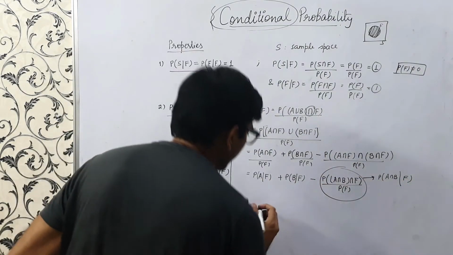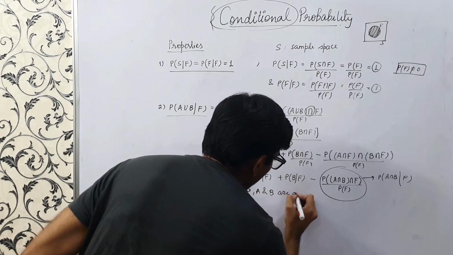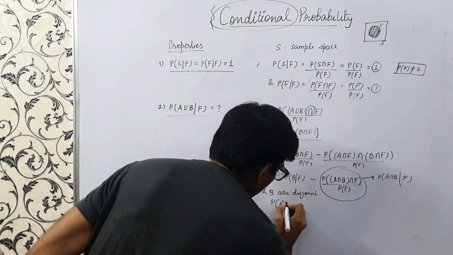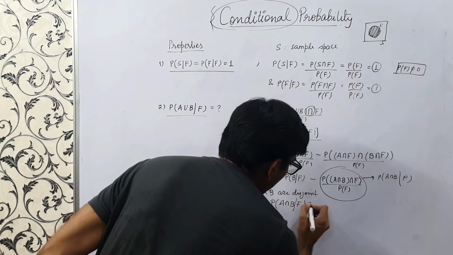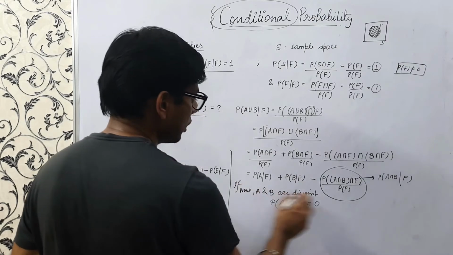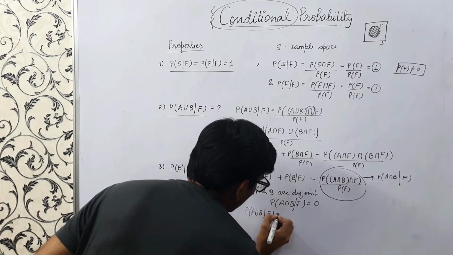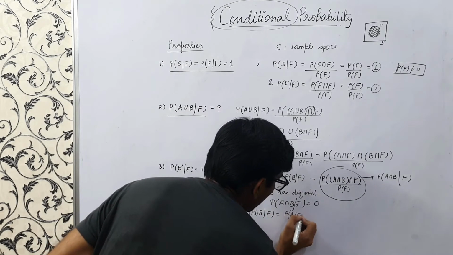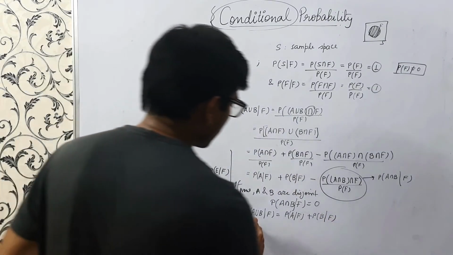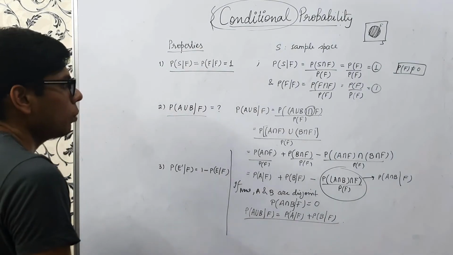Suppose now A and B are disjoint. Then probability of A intersection B is 0 and probability of A intersection B given F is also 0. So in that case, if these are disjoint, then probability of A union B given F would be nothing but probability of A given F plus probability of B given F. So this is a property that we have to remember because it is helpful in solving certain problems.